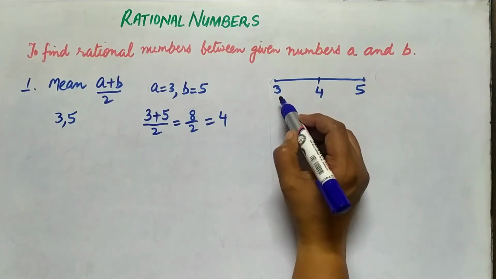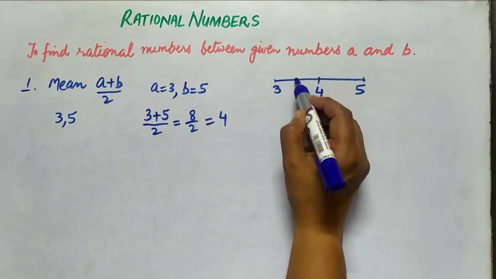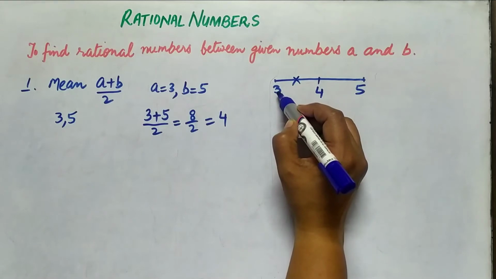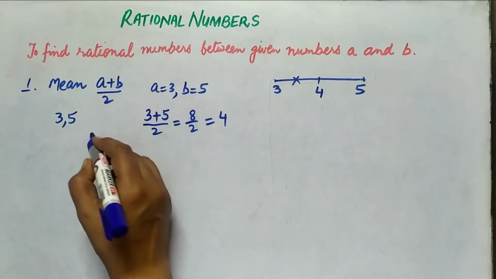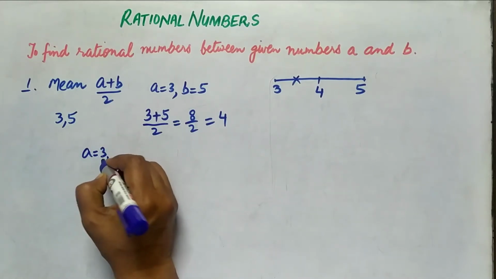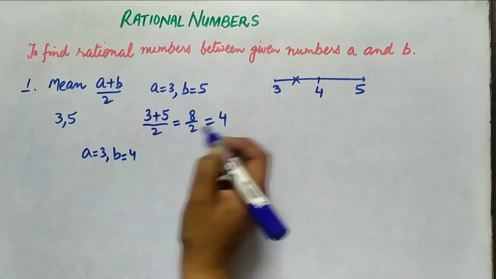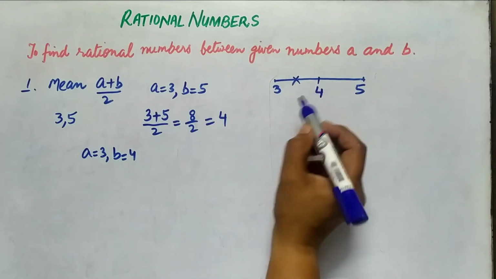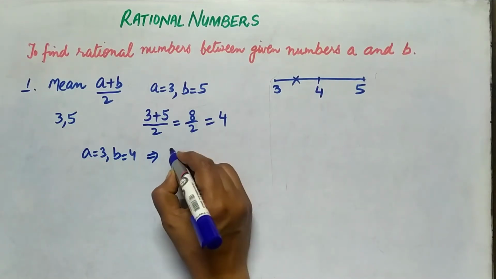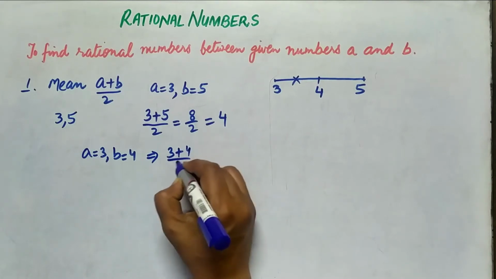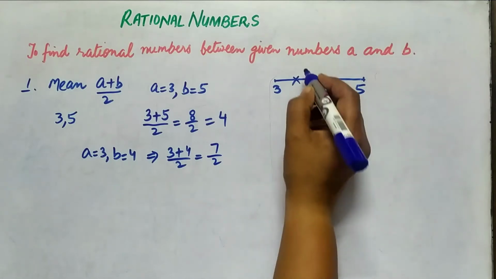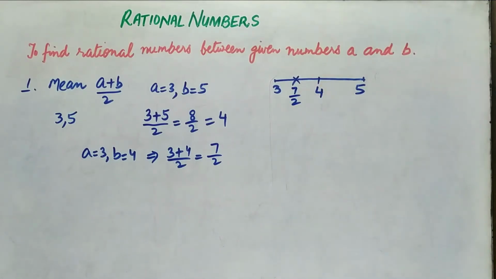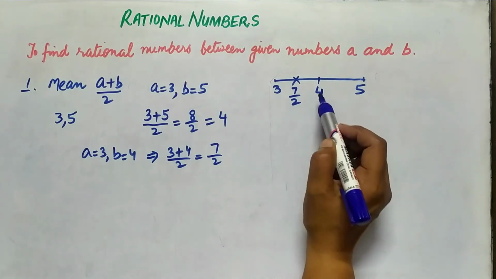Now further, we can find one more rational number here which lies between 3 and 4. And the formula will be same. Now a is 3, b is 4. And the number will be 3 plus 4 by 2. It is 7 by 2. Here, 7 by 2 is another rational number that lies between 3 and 4.